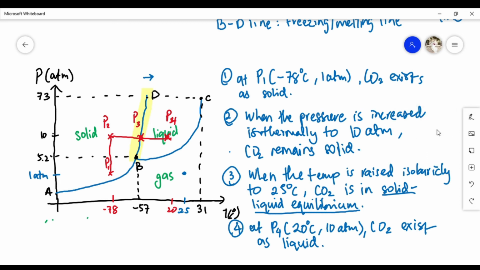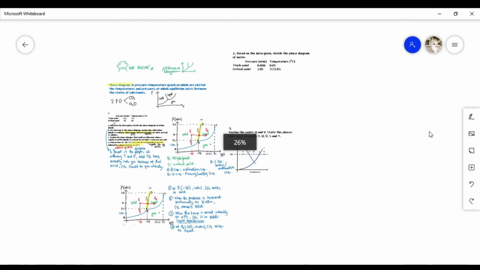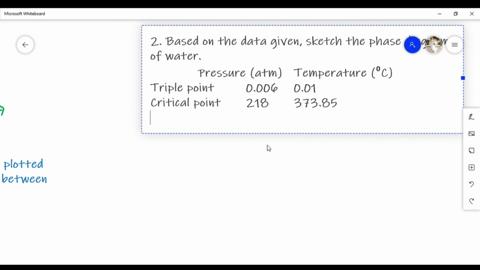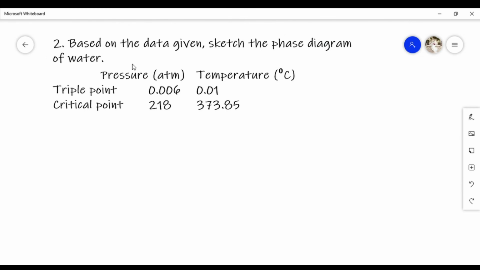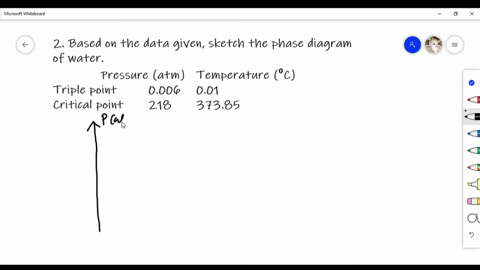So kita pergi pula kepada soalan yang seterusnya. Soalan nombor 2 pula. So we have here, given on the data given, sketch the phase diagram of water. Okay, so untuk water, dia opposite to carbon dioxide. Dia punya gambar dia hampir sama, tapi dia punya gambar rajahnya is kita tengok okay. So, kita ada biasa, kita ada pressure in atm, and then kita ada temperature in degree Celsius.